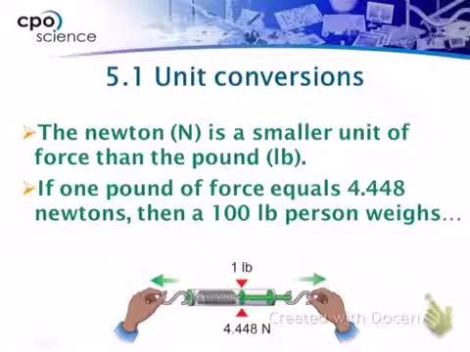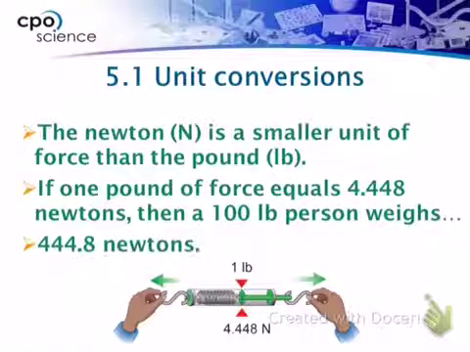So, as I mentioned, the Newton is smaller than a pound, so we're going to need to do some conversions in this chapter. 4.448 newtons is equal to a pound. So, you can do some conversions, for example. If you have a 100-pound person, they would be 444.8 newtons.